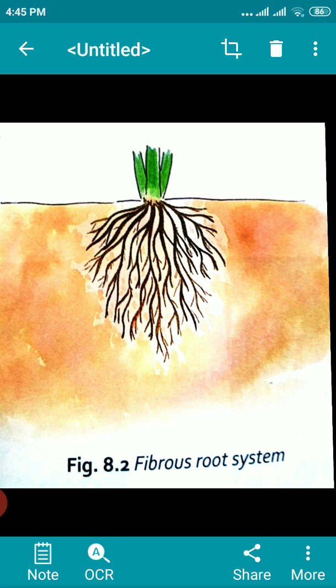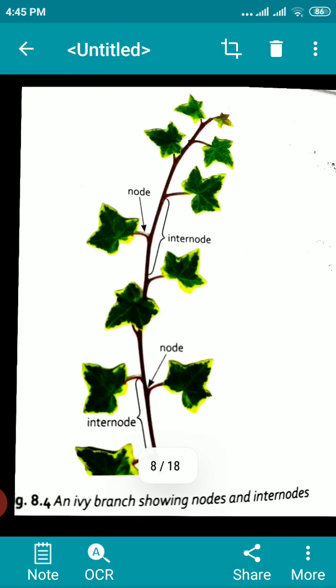Now the next part is the shoot system. In this plant you can see a stem with the leaves and branches. So the stem with the leaves and branches is called the shoot system.